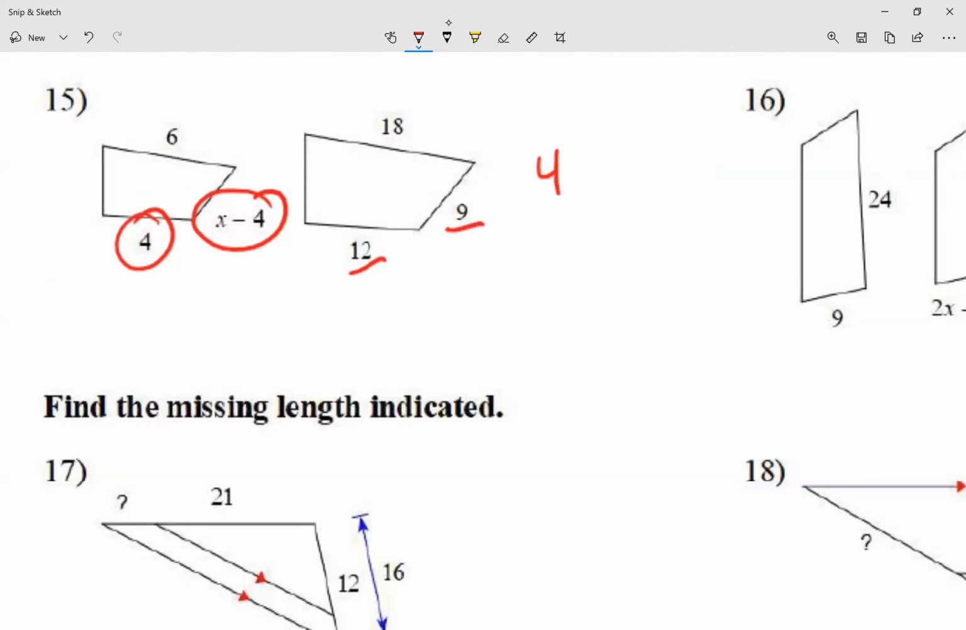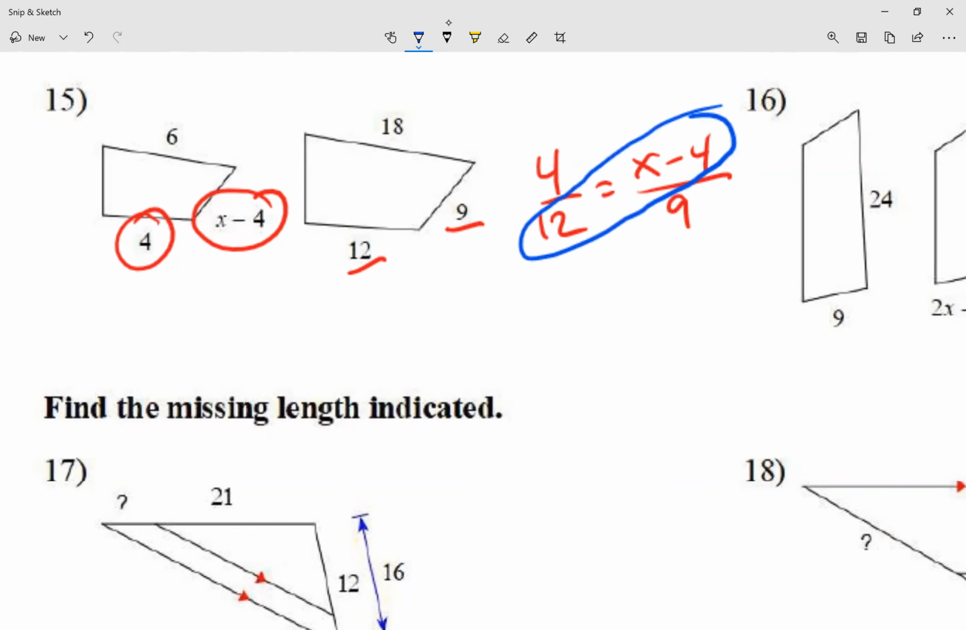I'm going to use a 4 and an x minus 4. And the 4 is corresponding to 12, so I'm going to put the 12 with the 4. X minus 4 is corresponding with the 9. We can simplify, right? 4 over 12, we could do better. Sideways, 12 with 9, we could do better. We could divide there as well. But just to emphasize that I can cross multiply whenever, I'm not going to simplify.